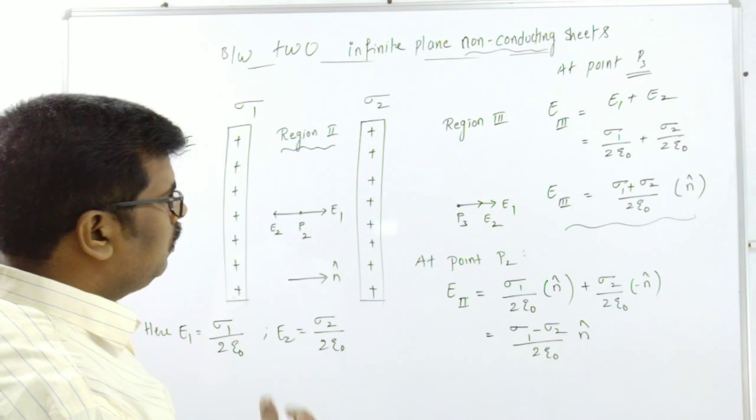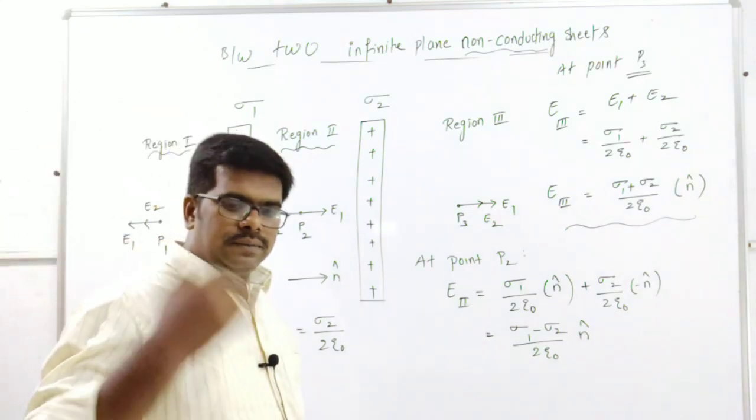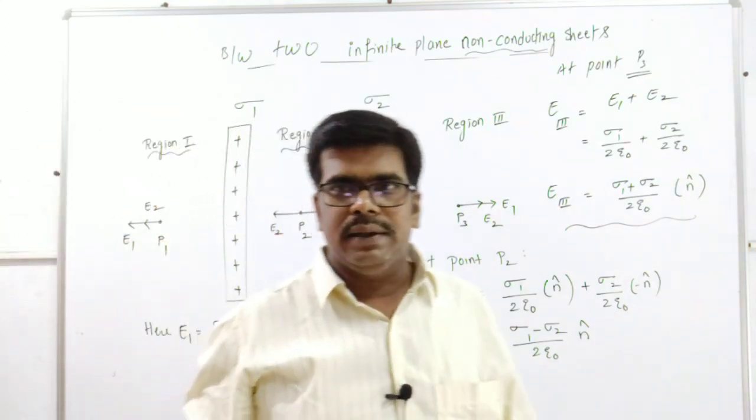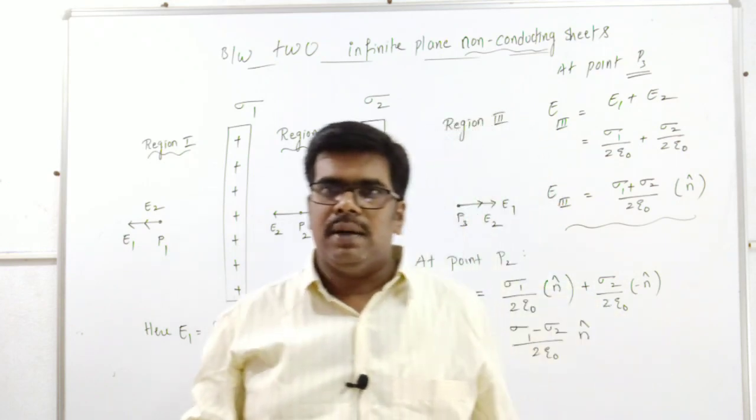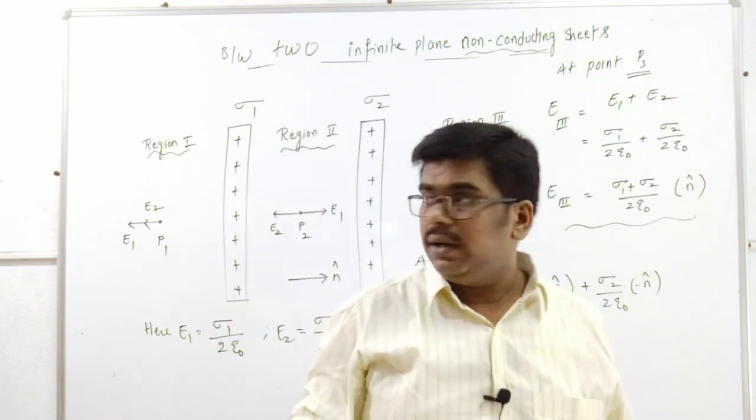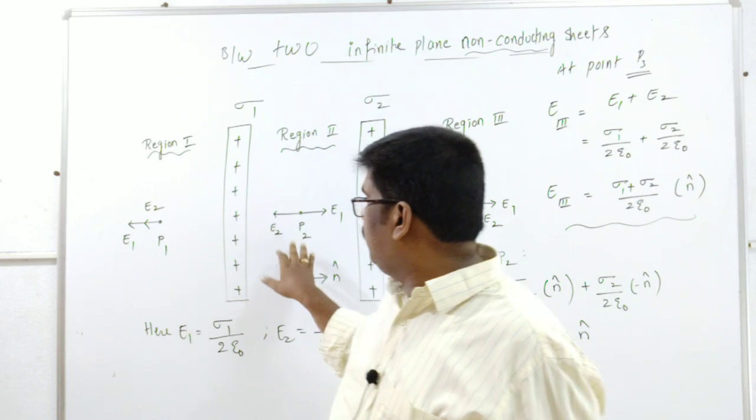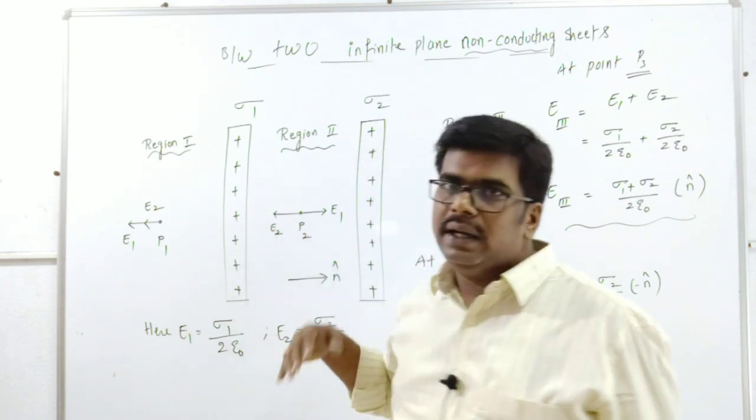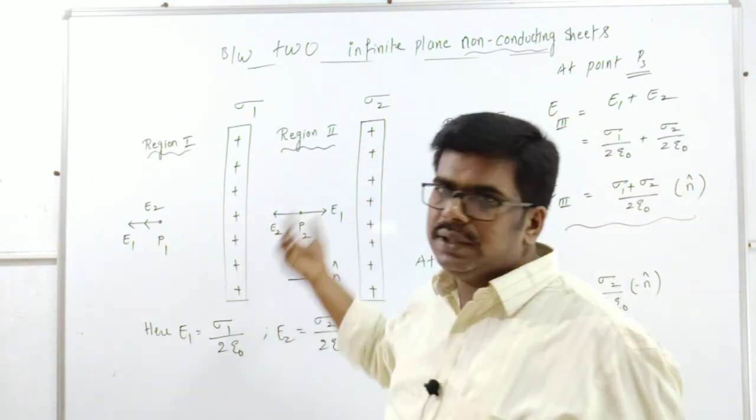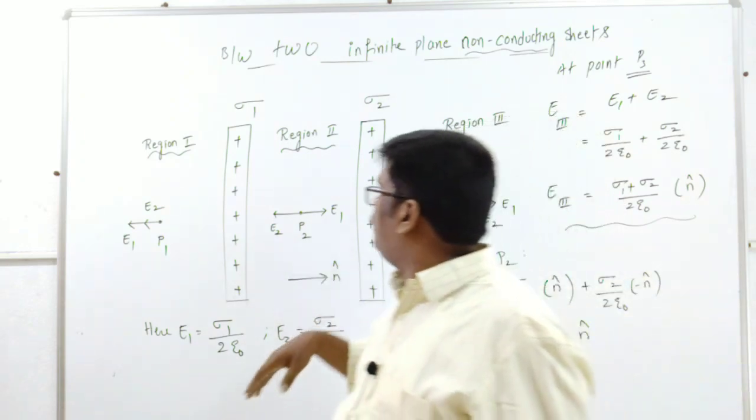That is useful for the next coming chapter, capacitance, where two charged conducting plates are there. Between the two plates, the electric field intensity will take this expression. So how it comes, you can observe now.